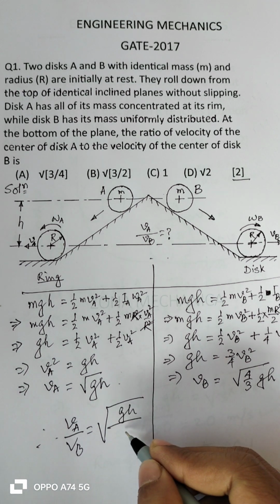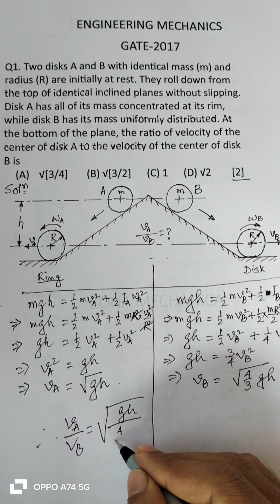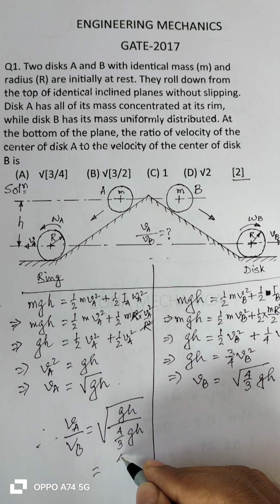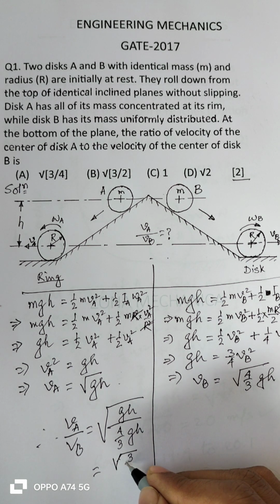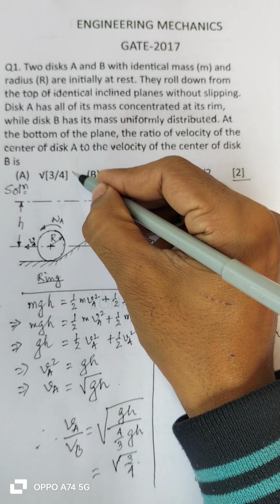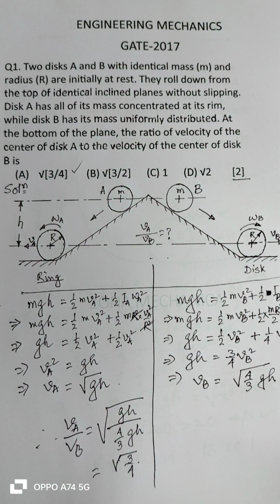Therefore clearly VA by VB will be equal to root over of gh by 4/3 gh. So that is equal to root over of 3/4. So clearly it's matching with option A. So option A is the correct answer.